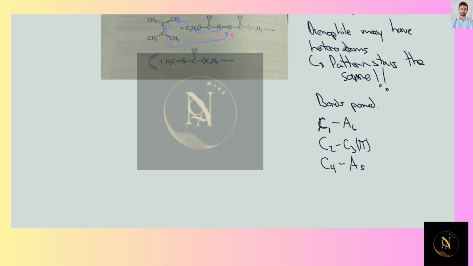It may be a nitrogen, a carbon, any other heteroatom. As long as it satisfies the condition that this is going to be a dienophile, things are going to work through. And the ones that are being broken are going to be a pi bond in between carbon 1 and carbon 2, the pi bond in between carbon 3 and carbon 4, and the pi bond in between the atom at position 5 and the atom at position 6. So this is going to be the pattern always. It doesn't matter what is going on with the structure of the dienophile.